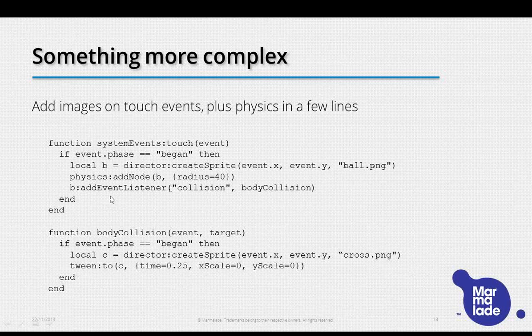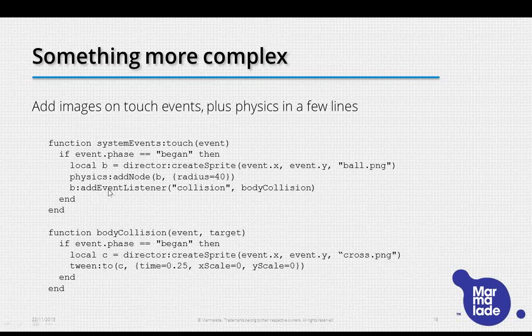And then to add physics, all we do is literally just call physics, which is another global object like the director, add node, the sprite we just created, and that would be it. By putting radius equals 40 here, basically I'm just giving this ball object a radius, and at that point the physics engine knows that it's a circular thing rather than a square, and straight away any other objects in the scene that use physics will be able to interact with it as if it was a ball hitting them.